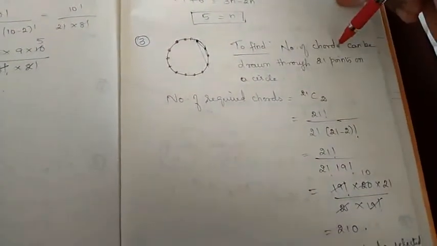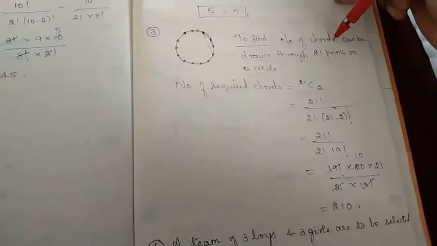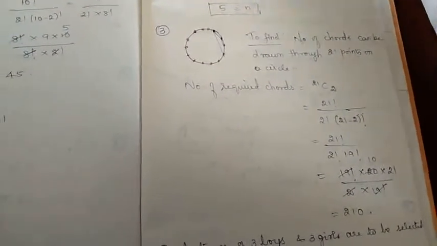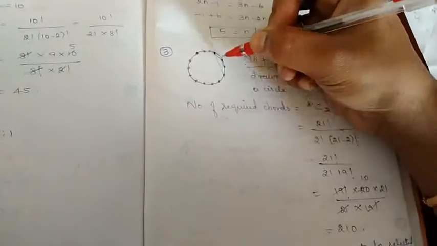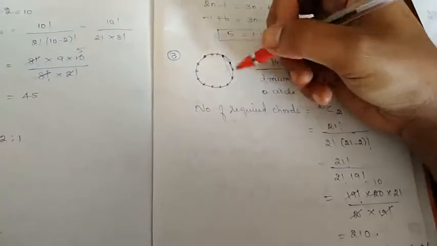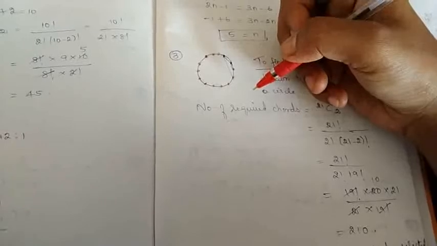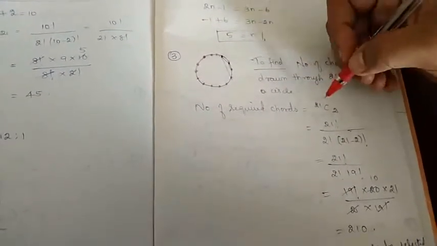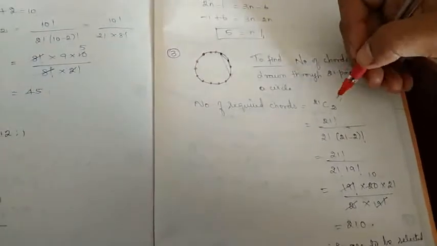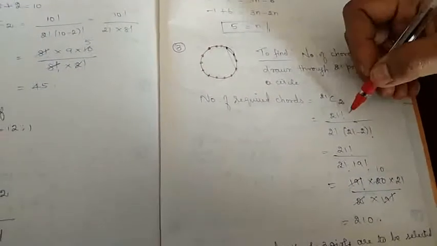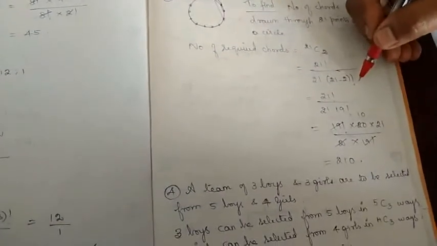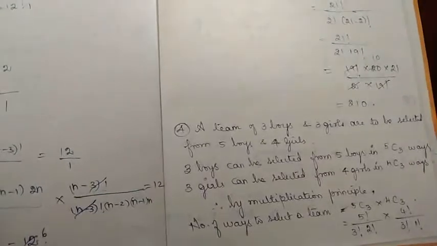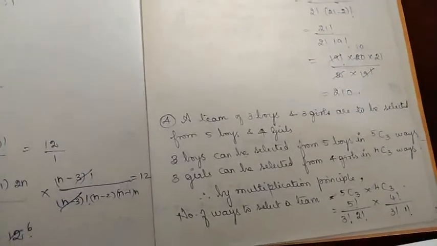And next question, we have to find the number of chords that can be drawn through 21 points on a circle. To draw a chord, we need 2 points and there are 21 points on a circle. It doesn't matter in which order we choose the points, but we need only 2 points at a time. So we are going for combination, which is nCr. Out of 21, we are going to take 2. What is nCr? n factorial divided by r factorial into n minus r factorial. You have to just simplify. That's it.